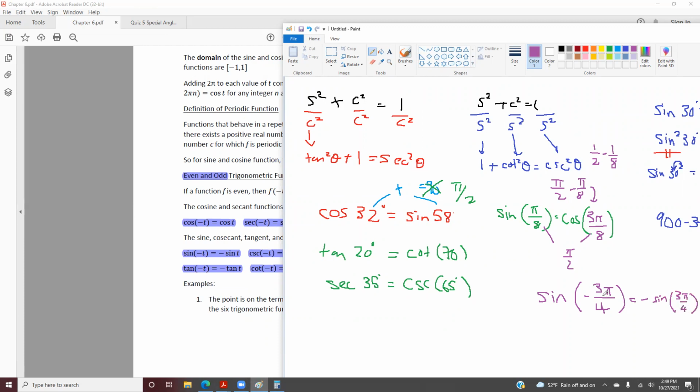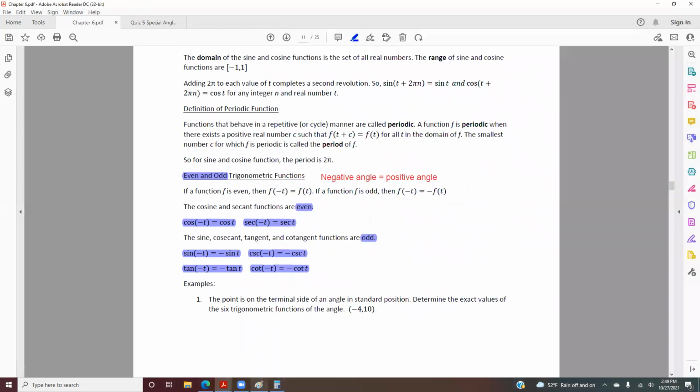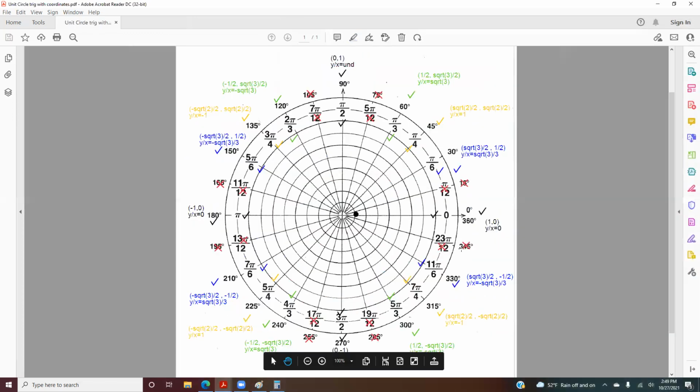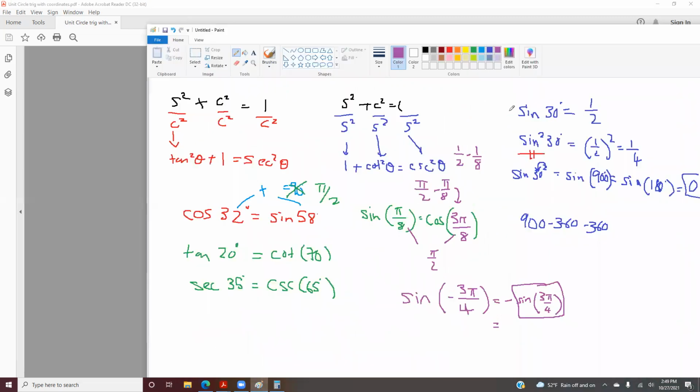So your angle is negative, and it becomes positive. Now we can use the unit circle to figure out what 3π over 4 is. Look at your unit circle. Can you tell me what the sine of 3π over 4 is? 3π over 4 is right here. And what is the sine? It's the y value, so it's root 2 over 2. So this will give us root 2 over 2 from the unit circle.